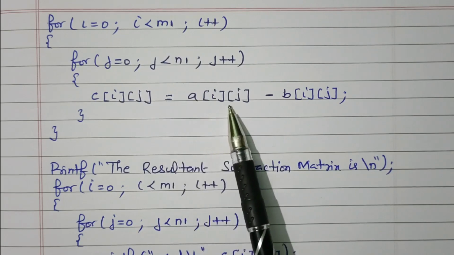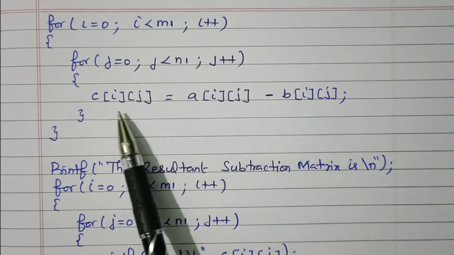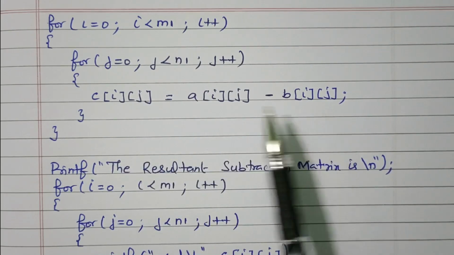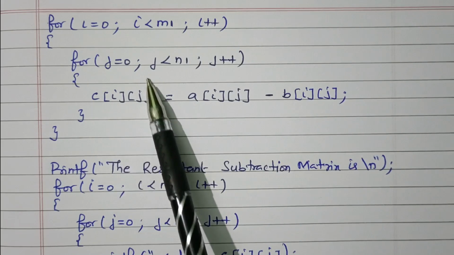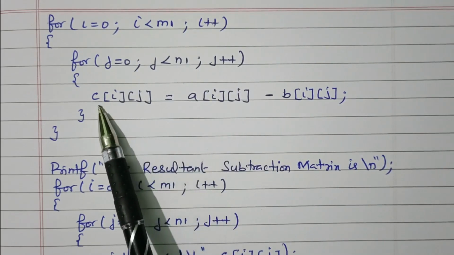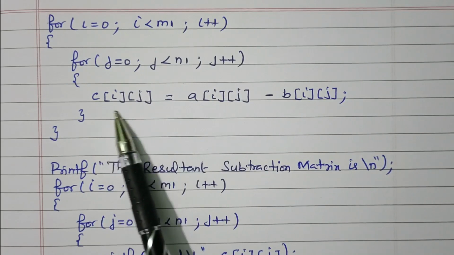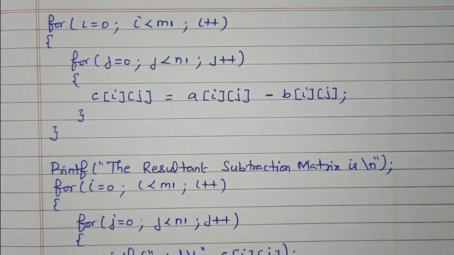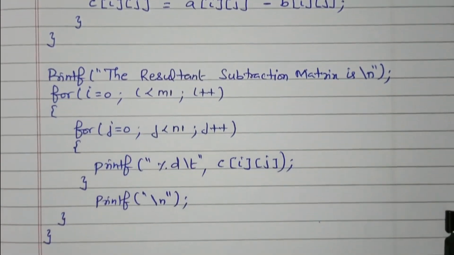So what happened? A of 0 0 minus B of 0 0 will be stored in C of 0 0. Then A of 0 1 minus B of 0 1 will be stored in C of 0 1. Like that, it will subtract all 9 elements. Now the resultant matrix, the subtraction matrix, is available in the matrix C. Now we need to print the resultant matrix. Now we'll go for the printing of the resultant matrix.